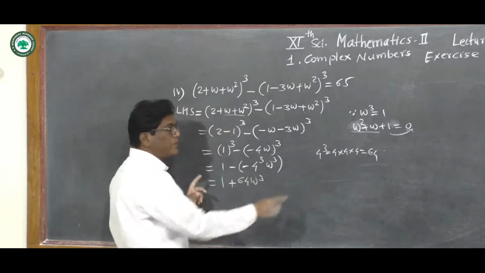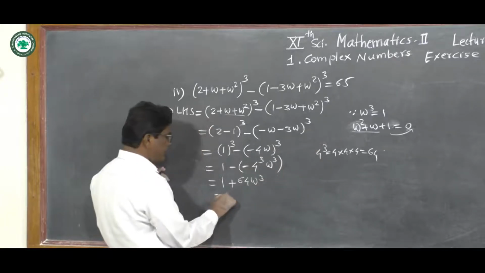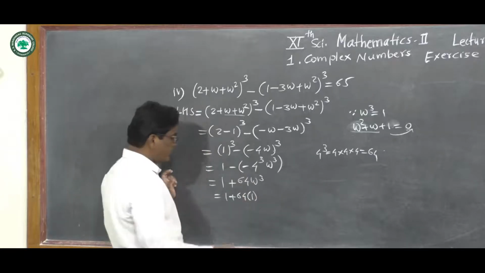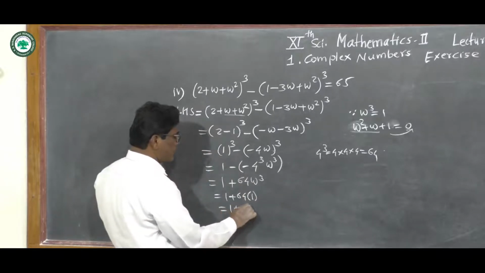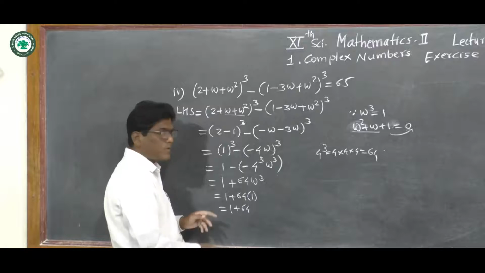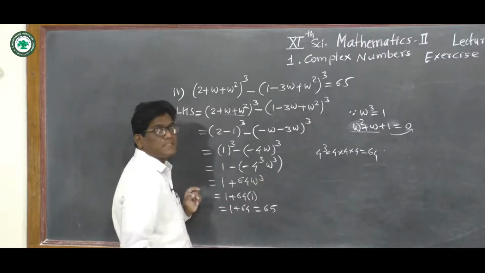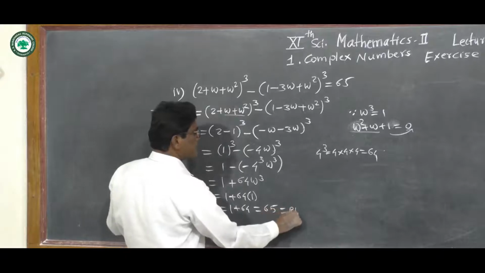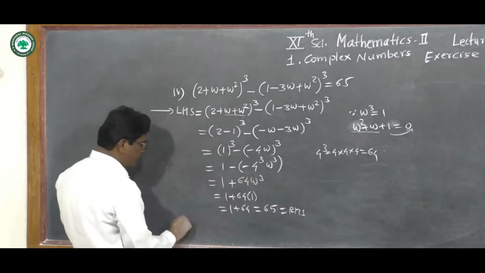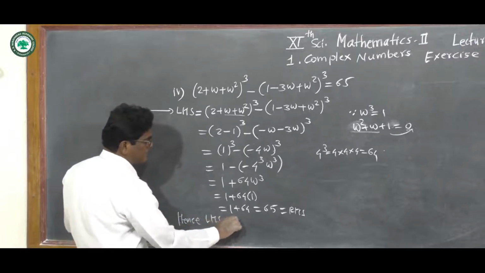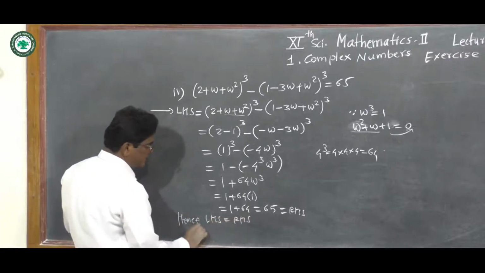We know that omega cube is 1. So we write here 1 plus 64 into omega cube, which is 1. So it is equal to 1 plus 64, 64 into 1 is 64. And 1 plus 64 is equal to 65, and this is the RHS. So it is equal to RHS. Hence LHS is equal to RHS. Hence proved.